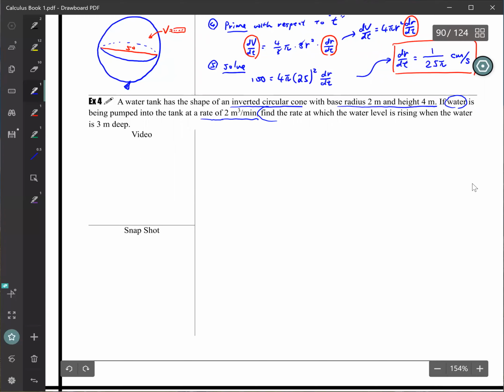Find the rate, right? Find the rate at which the water level is rising. When, right? When means at the moment when the water is 3 meter deep. Okay, so try to break down the question, right? And then get the important words.